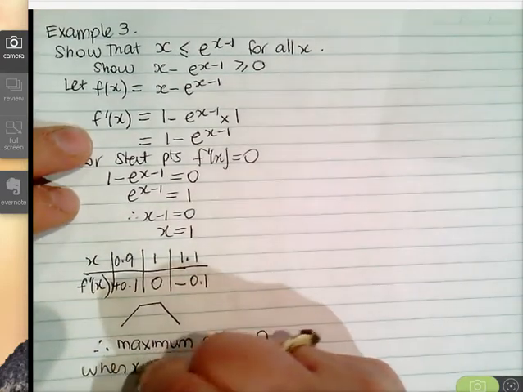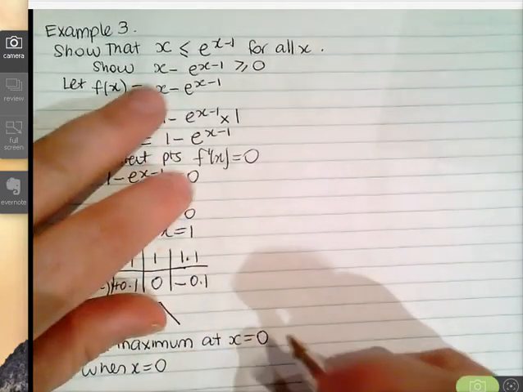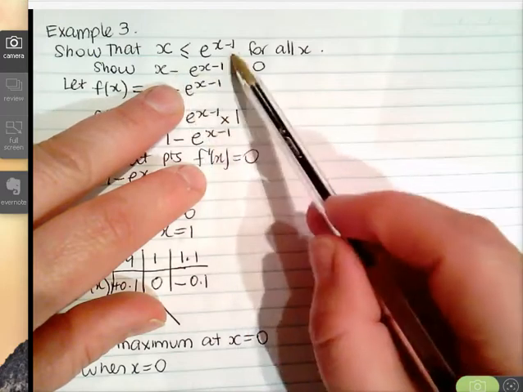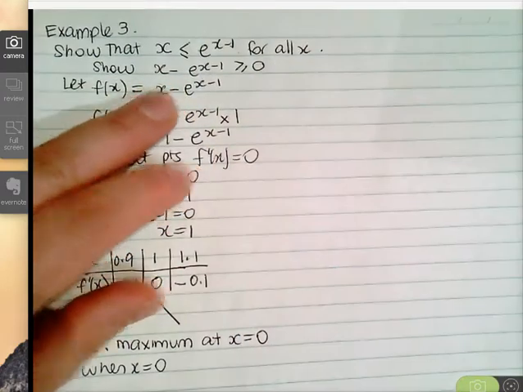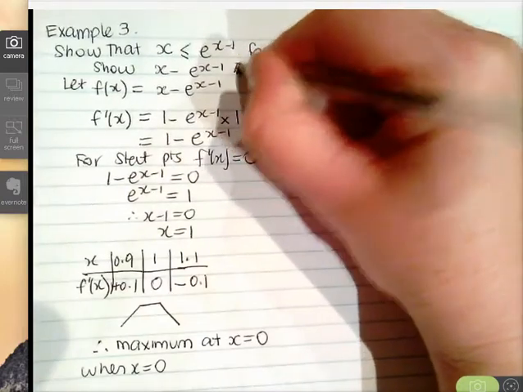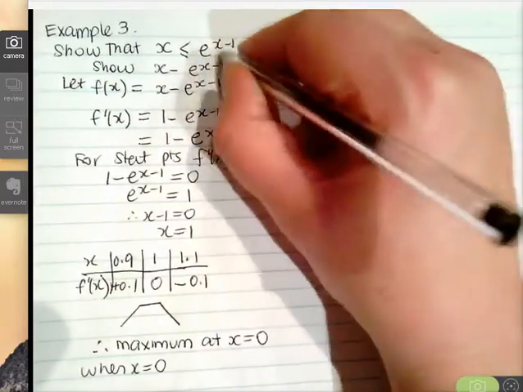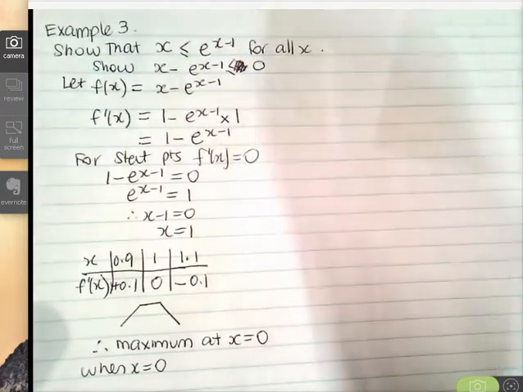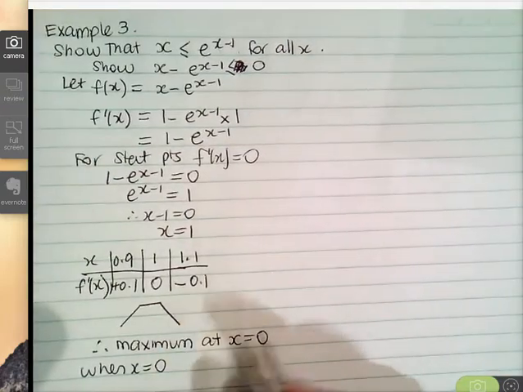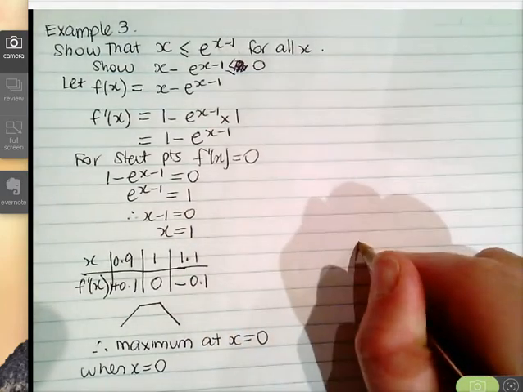Now we need to see what this maximum value is. Sorry, I've just written this the wrong way around. We're trying to show that it's less than or equal to 0. Okay, so just fix that there. So we've got a maximum at x is 1.